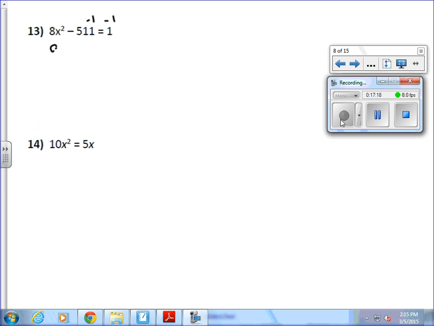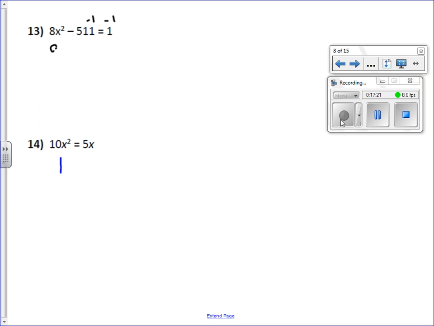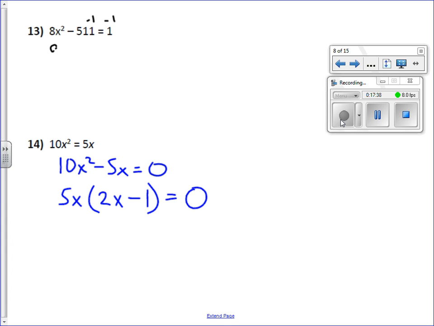Number 14, again, let's set it equal to 0. So 10x squared minus 5x equals 0. And then they have a lot in common. Take out a 5x from both, and I'm left with 2x minus 1 equals 0. So, and I can break this up and say, okay, 5x could be 0, or 2x minus 1 could be 0. One of those two being 0 would cause me to get a 0 result.